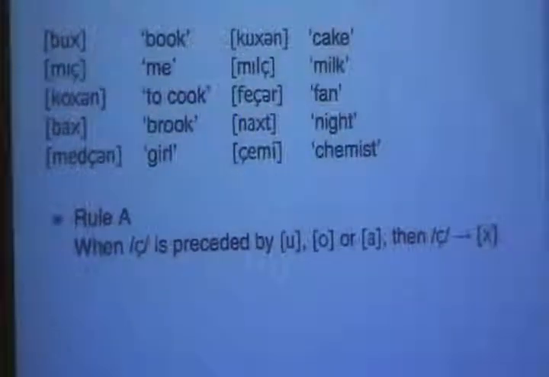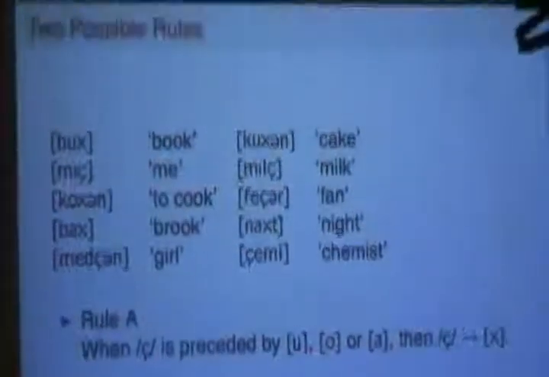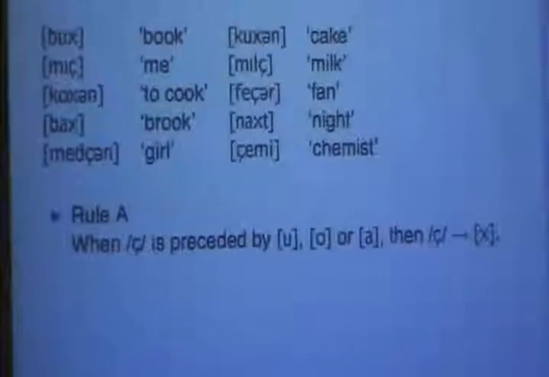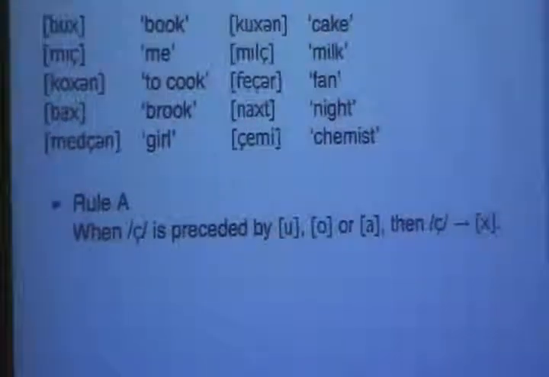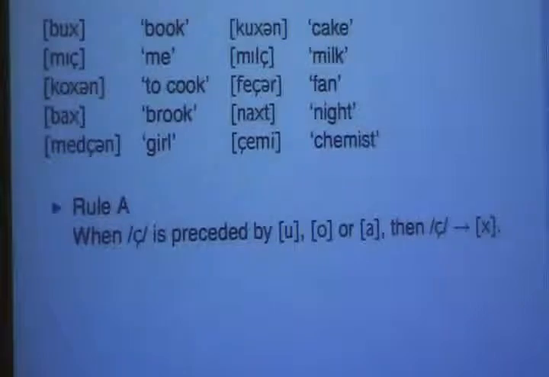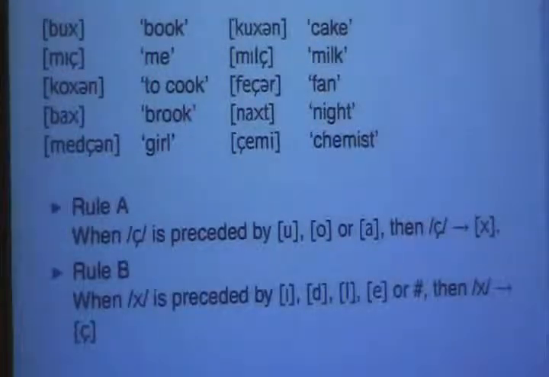Where? Well, where we see the ha's after u, o, or a. Hya is never preceded by u or a because it always becomes ha. Ha is always preceded by u, o, and a because that's where the rule makes it. That's one possibility. The other possibility goes just the other way around.